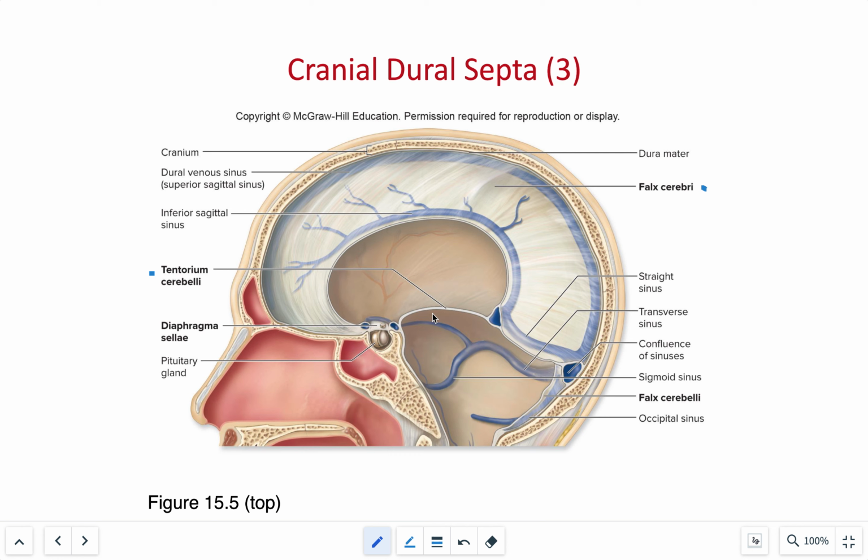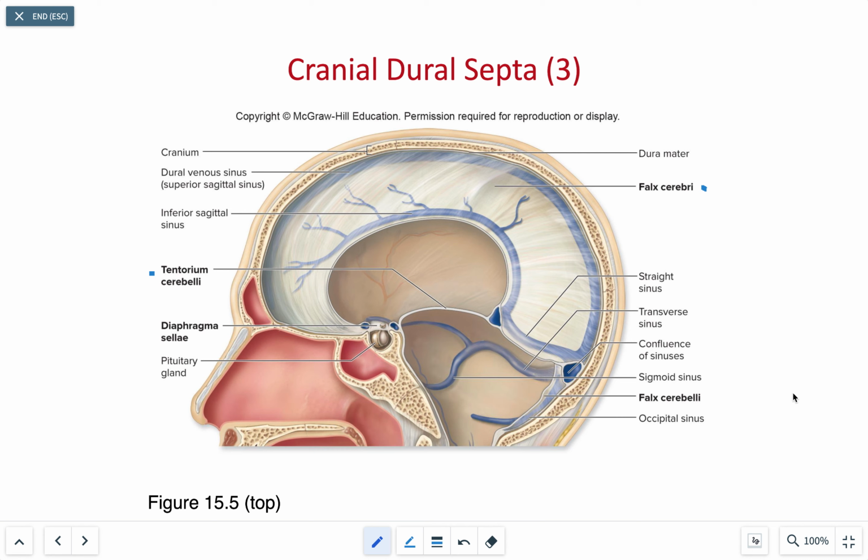It also separates the lobe of the cerebrum, so this area here, from the cerebellum. And we also see the transverse sinus is going to be running along the posterior border of the tentorium cerebelli.